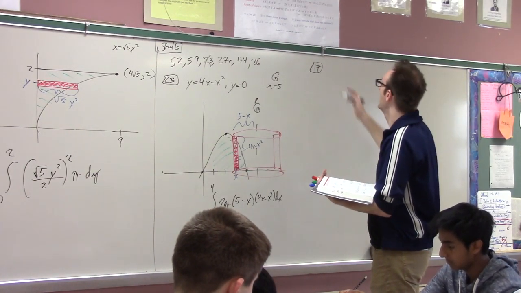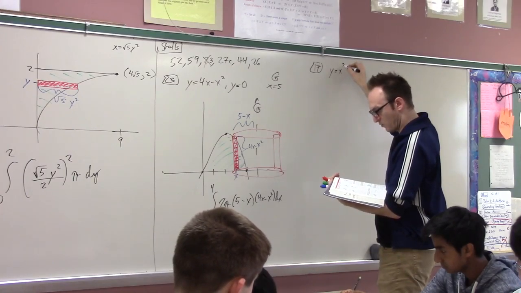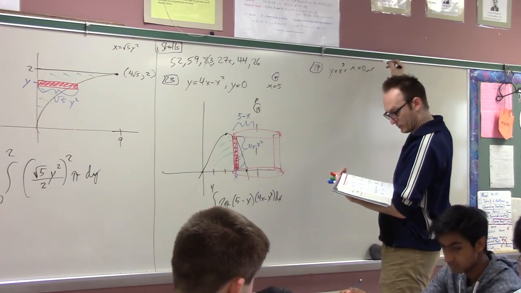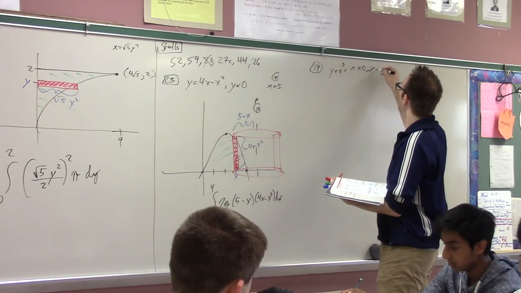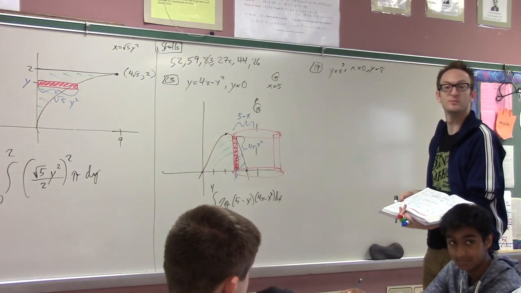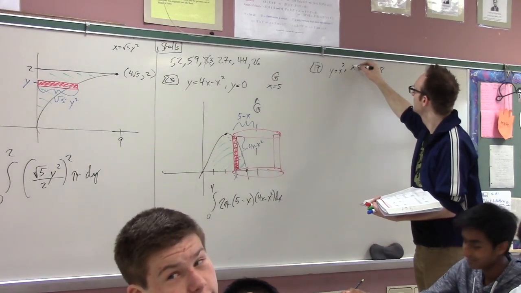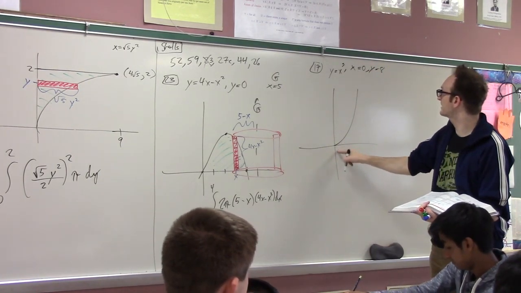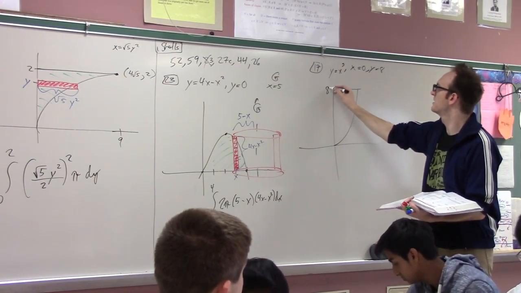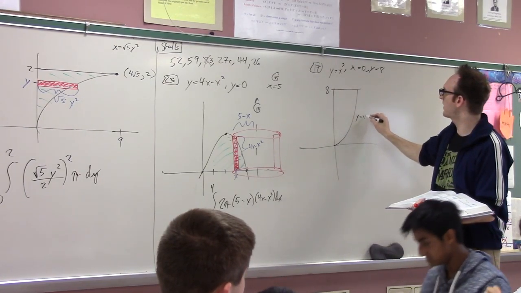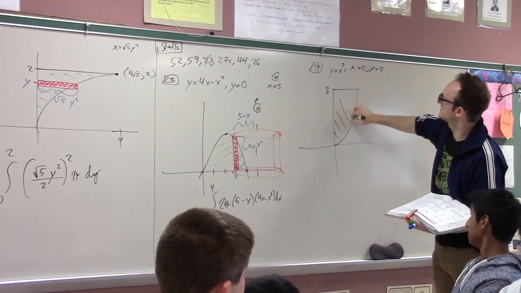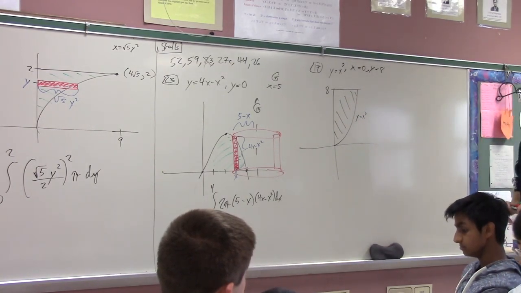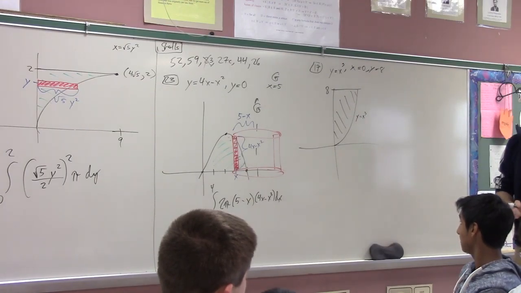Oh, whatever. Okay, so 17 was y equals x cubed, x equals 0, y equals 8, and it wants you to go... Whoa, chill. So if we graph y equals x cubed, x equals 0, and y equals 8, then I'm going to get something like this. So this is y equals x cubed, and this is my region. And it says I want to go around the x-axis, right? Is that what it says?